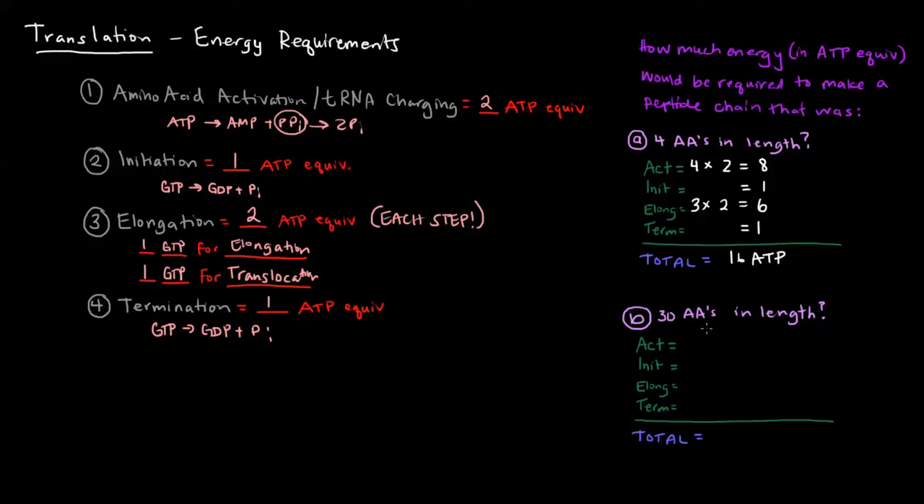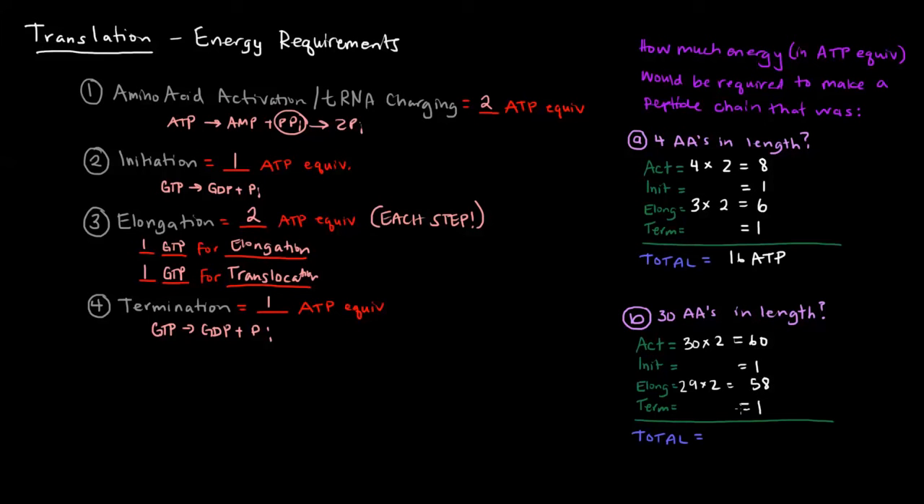So what about a peptide chain that is 30 amino acids in length? Well, in this case, you would have to have 30 times 2 for activation. Each amino acid would need to be activated, so that would be 60 ATP there. Initiation only would cost 1 ATP. Termination would also only cost 1 ATP. In this case, how many elongation steps are we going to have? Well, if it's 30, we start off with 1 amino acid, and we're going to elongate it by adding 29 amino acids. So we're going to have 29 times 2, which is 58.